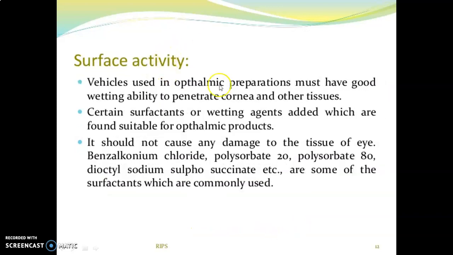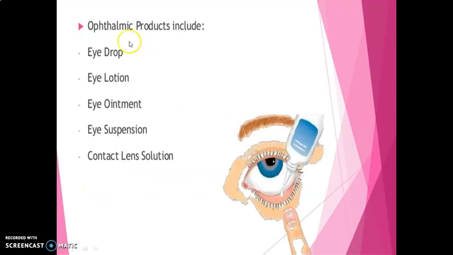Surface activity: vehicles used in ophthalmic preparations must have good wetting ability to penetrate the cornea and other tissues. Certain surfactants or wetting agents which are found suitable for ophthalmic products are added. They should not cause any damage to the tissue of the eye. Benzalkonium chloride, polysorbate 20, polysorbate 80, dioctyl sodium sulphosuccinate, etc. are some of the surfactants which are commonly used. Then ophthalmic products include eye drop, eye lotion, eye ointment, eye suspension and contact lens solution.